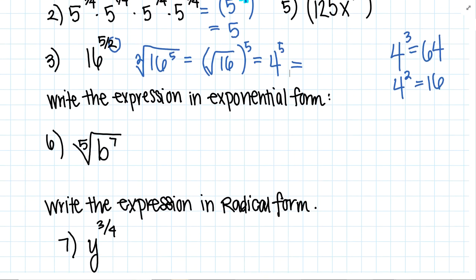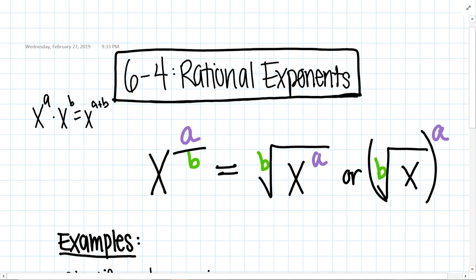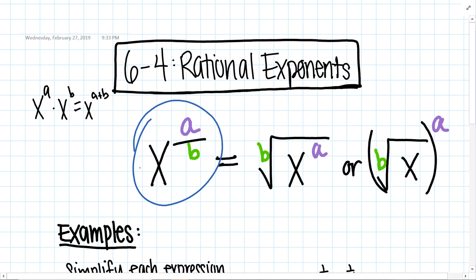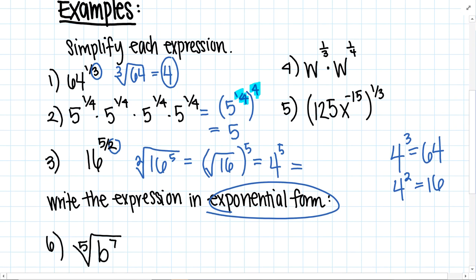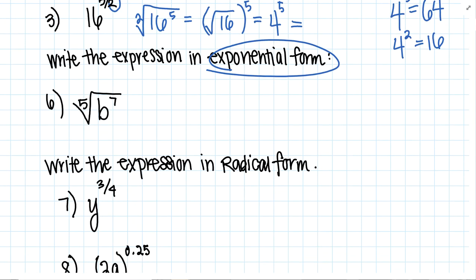Okay, let's talk about how we write the expression in exponential form. We've got the 5th root of b to the 7th, so exponential form is they want us to write it this way. That's exponential form. Okay, so this would be b to the, all right, our root is 5, that's going to be in your denominator. And then this power 7 is going to be in your numerator.